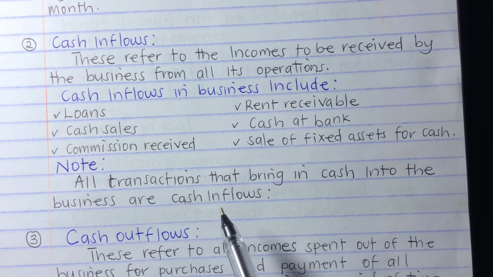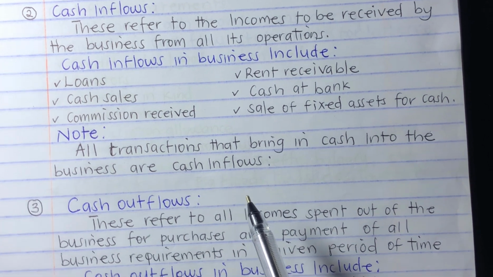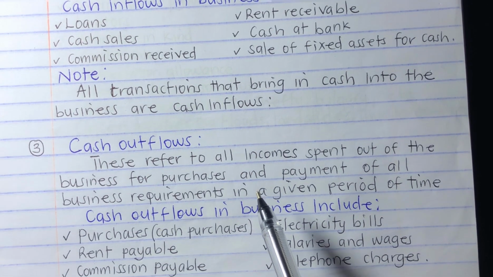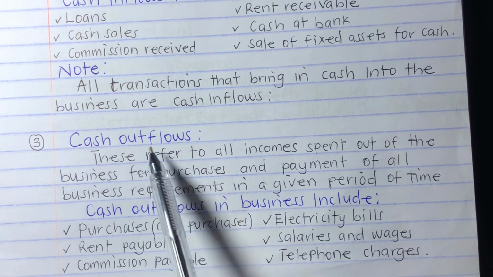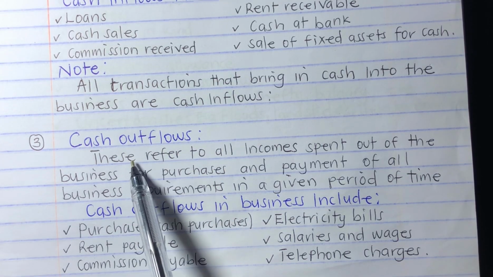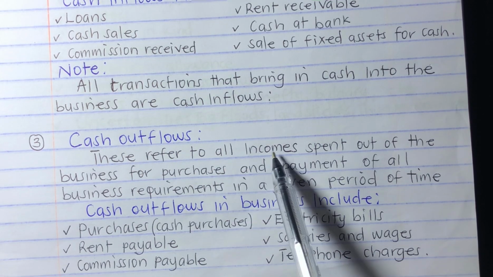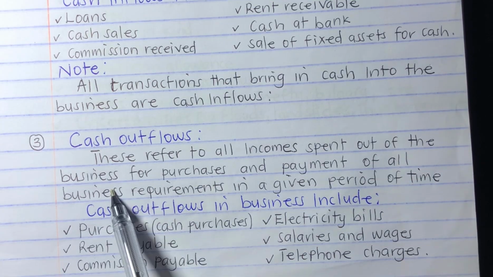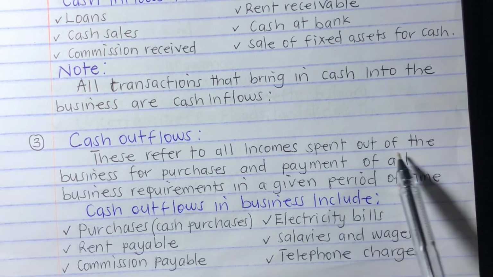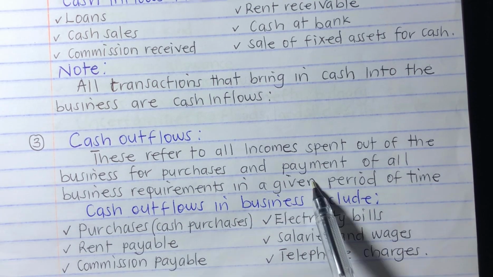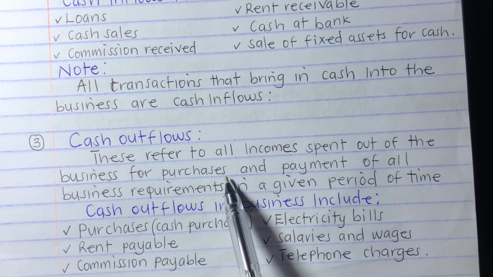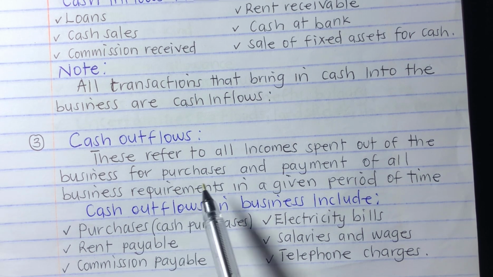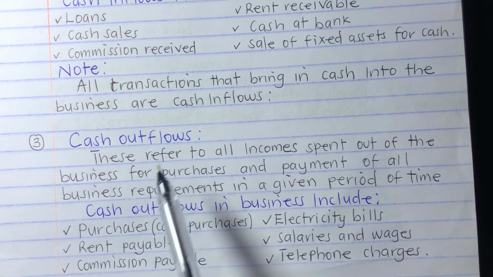Now, the third component of a cash flow statement is called a cash outflow. Cash outflows refer to all the income spent out by the business for purchases and payment of all business requirements in a given period of time. Any money spent out of the business for purchase or payment of any business requirement is called a cash outflow.